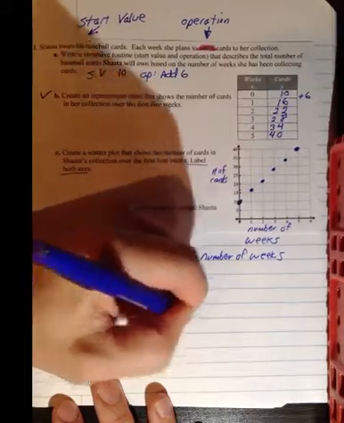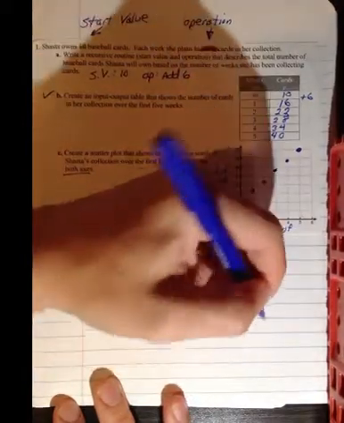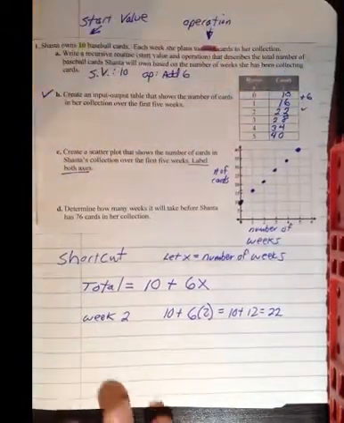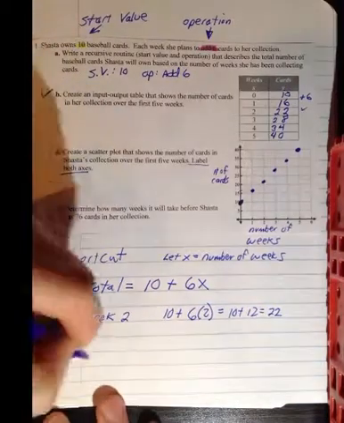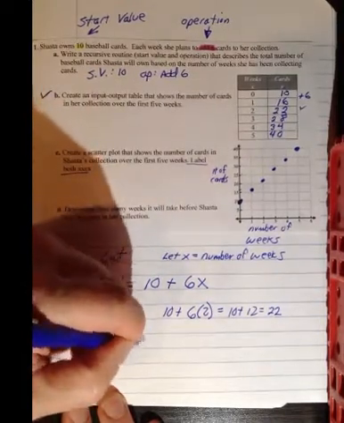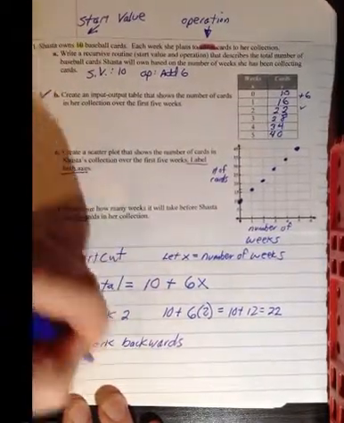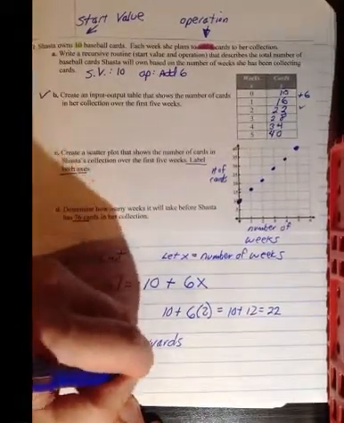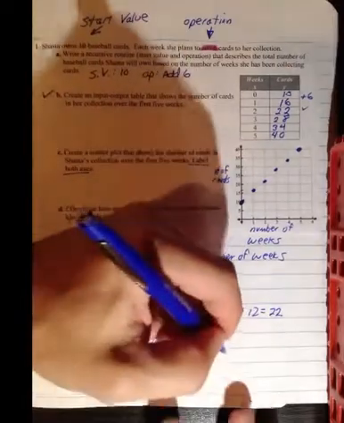And I just want to check my shortcut to see that it's working. So after 2 weeks, using my shortcut, I should get to 22. So that works. Maybe I'll check another one just to make sure. I guess I didn't do another one, but you could do another one if you want. So now I'm going to replace my total with what I want, which is 76. And now we have a two-step equation.